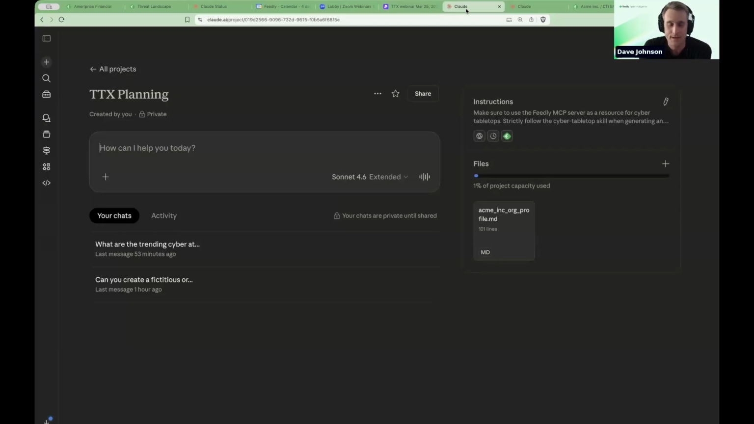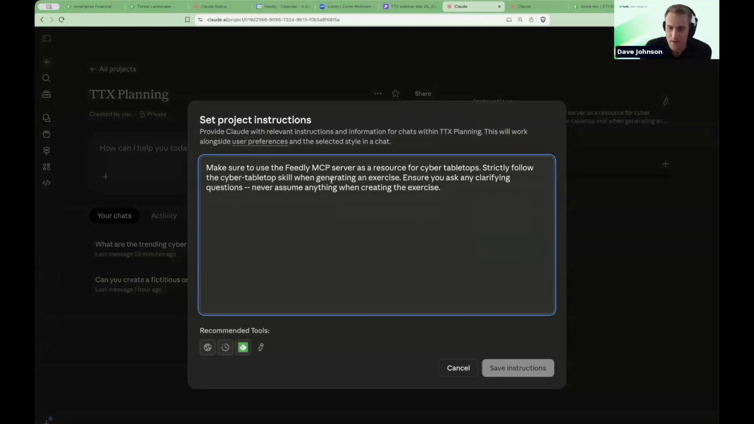So for Claude, I love Claude. This is what we use at Feedly, and I like using Cowork or using a project for something like this. And what I have here is a project that I created, and the instructions are really simple. I told it to use the Feedly MCP server as a resource for tabletops research, and I created a skill, a cyber tabletop skill, which we'll also share as a skill for you to use.